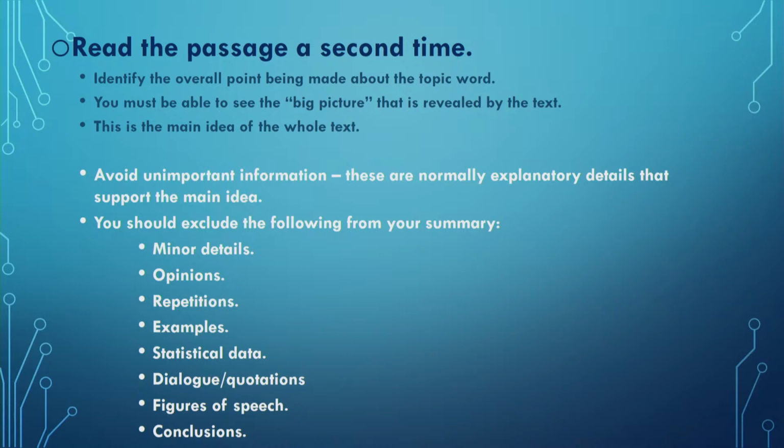Now, avoid unimportant information. These are normally explanatory details that support the main idea. You should exclude the following from your summary: minor details, opinions, remember no opinions, repetitions, examples, statistical data, dialogue or quotations, figures of speech, and conclusions. These all here should be excluded from your summary. Remember, we said that your summary should be concise and straight to the point.